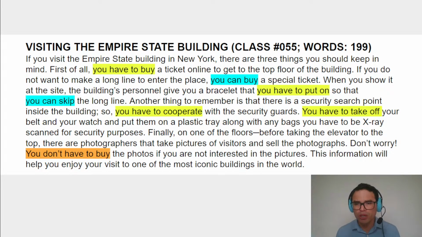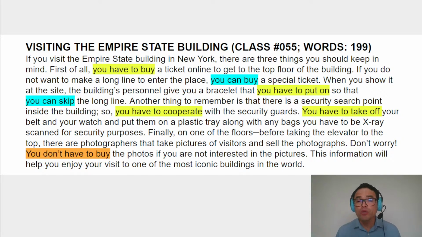Subject: you. Modal-like expression: have to. Verb: take off. Subject: you. Orange: don't have to buy. You don't have to buy. It's not necessary to do it. Yeah, orange. Subject: you, modal-like expression: don't have to, and the verb is buy.